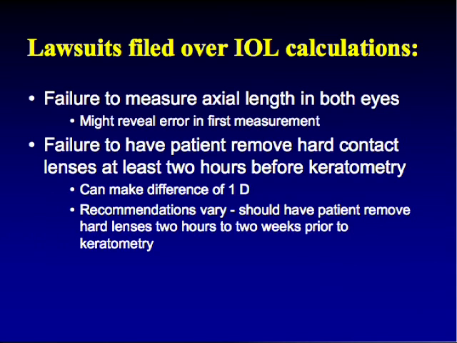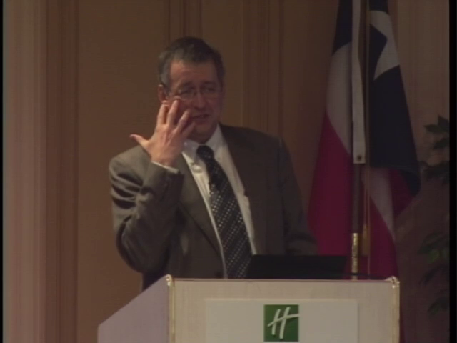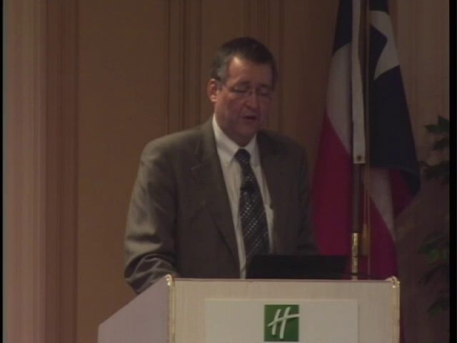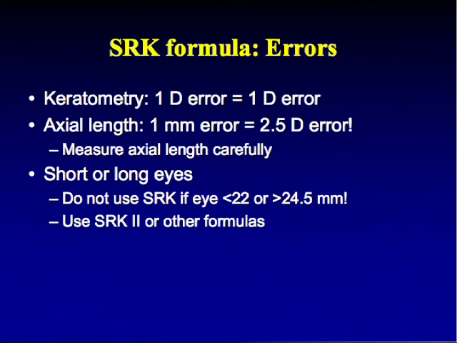The most egregious case that I've seen, it wasn't a case actually, but it was just a case I heard about, was a new technician measured the keratometry with the contact lenses still in the eye. So that gave a big error and led to an IOL exchange, but not a lawsuit. So it's diopter for diopter when the error is in keratometry, but a millimeter of error in axial length gives a 2.5 diopter error in the refraction. So axial length has to be measured carefully. And again, SRK alone isn't going to do it if the eye is less than 22 or more than 24.5 millimeters long.